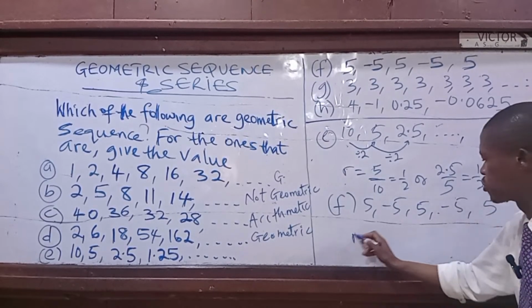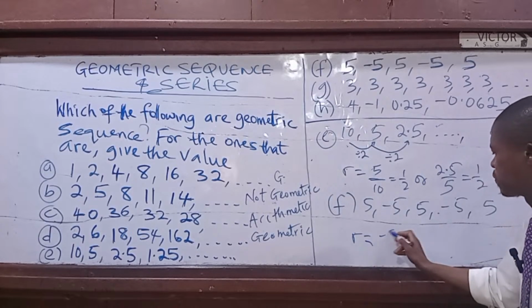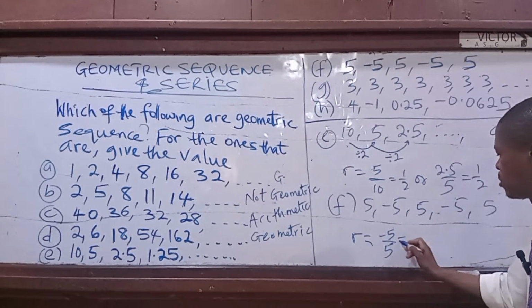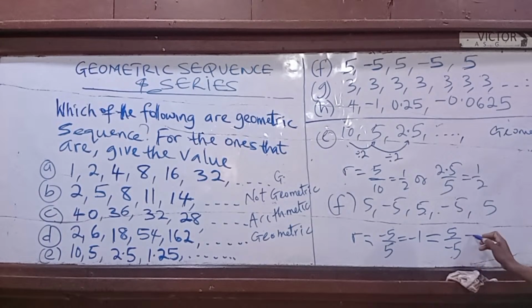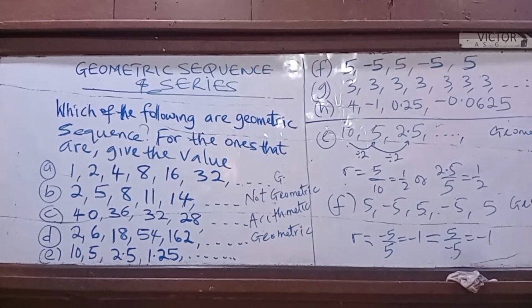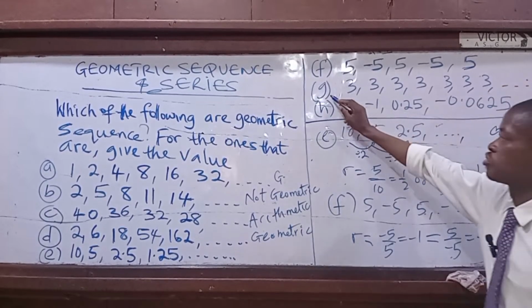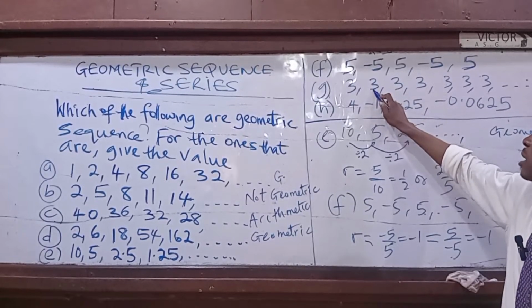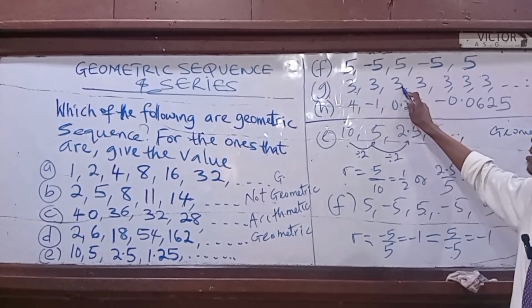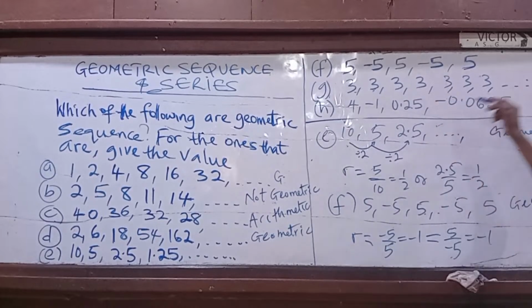Check this one. The common ratio is minus 5 over 5, which is minus 1. It's also the same as the third term over the second term, also minus 1, and so on. So F is also geometric. The G is also geometric: 3, 3, 3, 3. The second term over the first term gives you 1, and the third term over the second term gives you 1. It's also geometric.